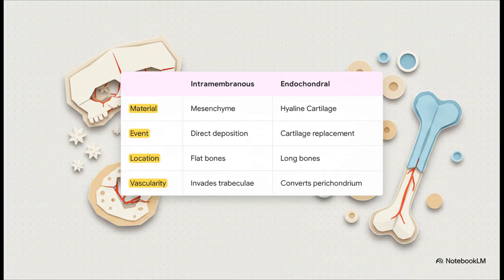Even the role of blood vessels is totally different. In intramembranous, they just kind of weave into the bone that's already forming to give it support. But in endochondral, their invasion is the critical, transformative event that kicks the whole replacement process into high gear.